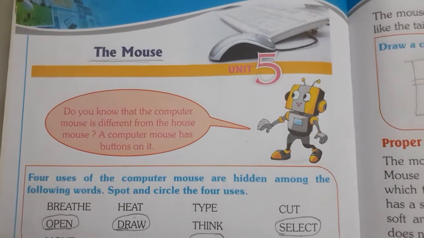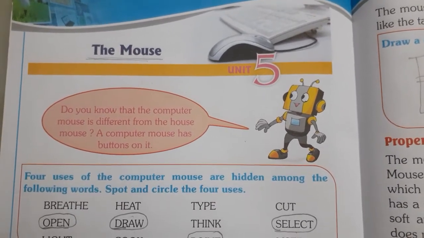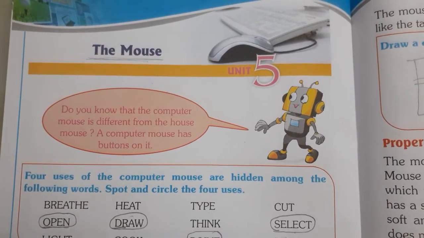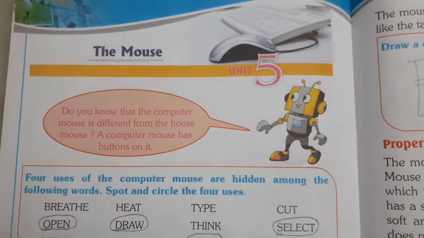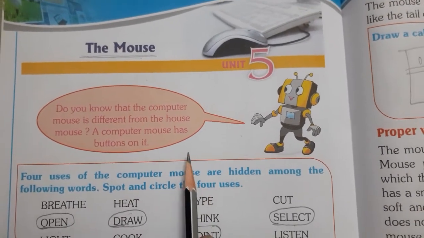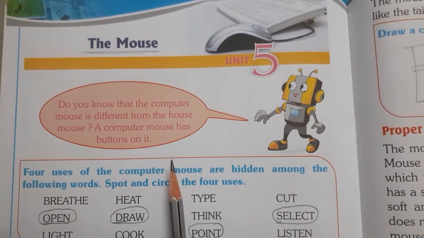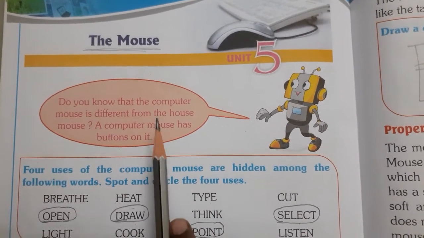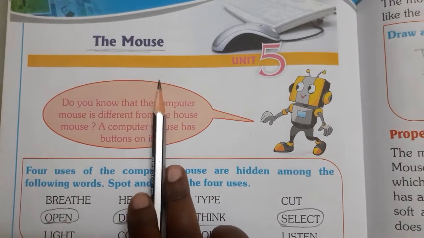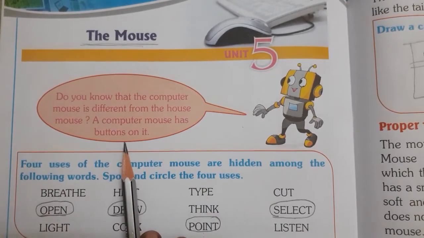Children, in the last class we learned about the keyboard. Today in class we are going to learn about the mouse. We already learned that the computer has four parts, that is keyboard, monitor, CPU and the mouse. So the mouse is one of the parts of the computer.